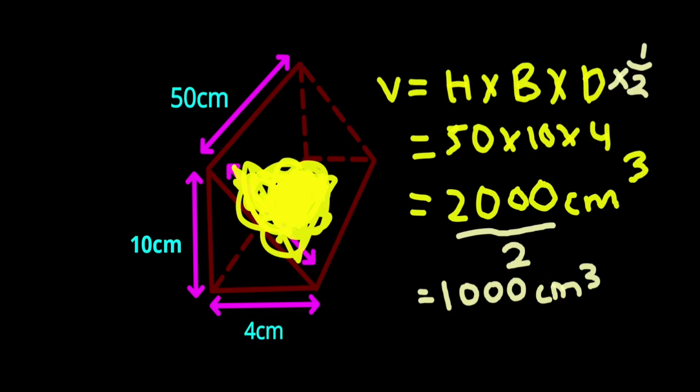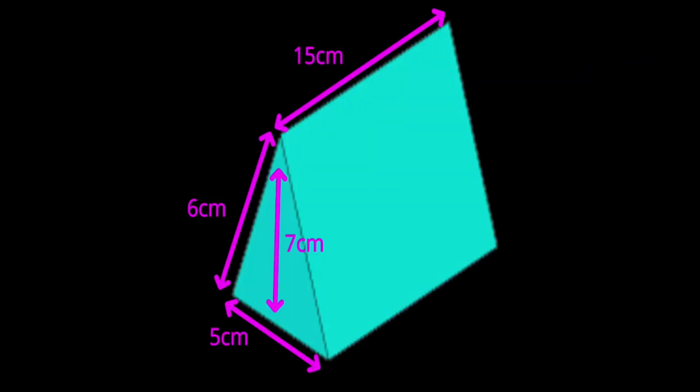And now we move on to the next one. Already we know that we don't need the 6 centimeters. This is because this is a slanted height and not the perpendicular height. So we can just cross out the 6 centimeters, since this is a hindrance to the question.